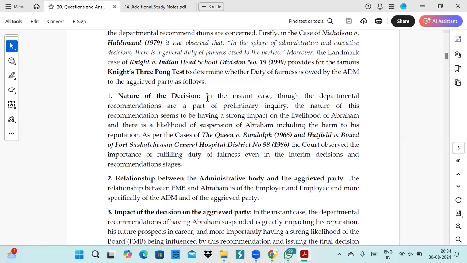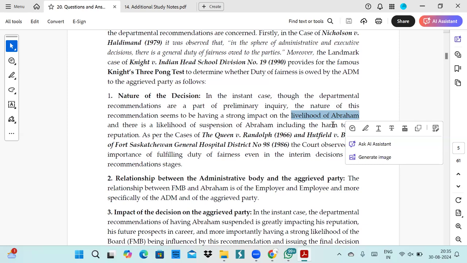So, the nature of the decision. In the instant case, though the departmental recommendations are part of a preliminary inquiry... where did I get this? This is from the facts only. In the facts it is written. The nature of the recommendation seems to be having a strong impact on the livelihood of Abraham. This is what I wrote, because it is impacting him. This you can see for any situation; a slightly different question will come in your exam.